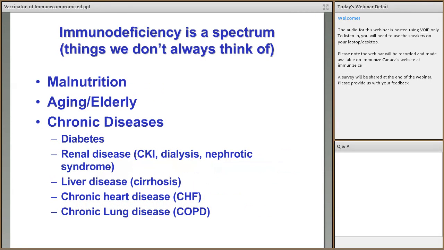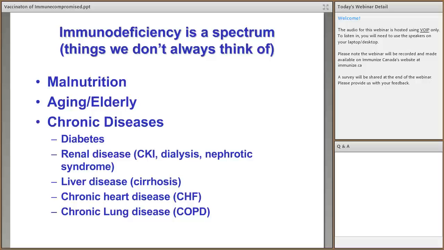So immunodeficiency is a spectrum. I mentioned to you some of the immunocompromising conditions, but there are things we don't always think of that can also lead to immunodeficiency. So this includes malnutrition. The aging process itself leads to immunosenescence, or a lower immune response.